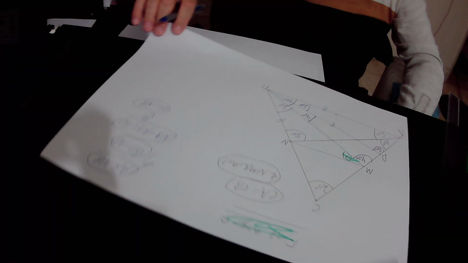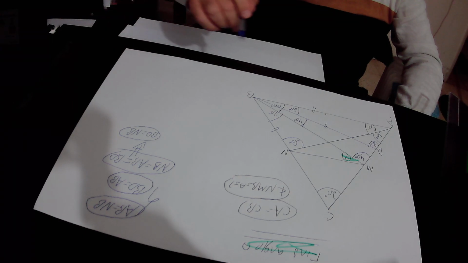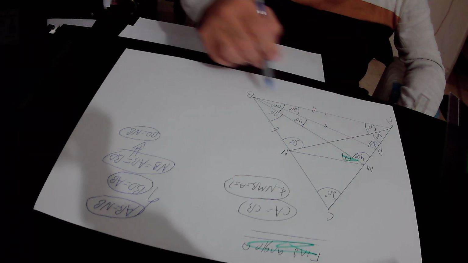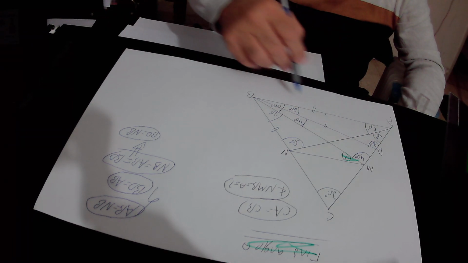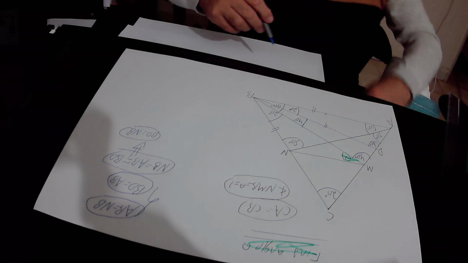In the next step, we focus on triangle MDB. So we copy triangle MDB onto a new page and we will analyze it.